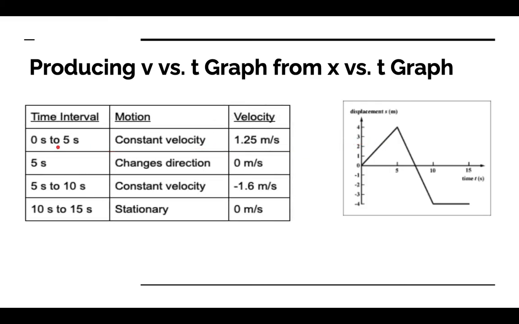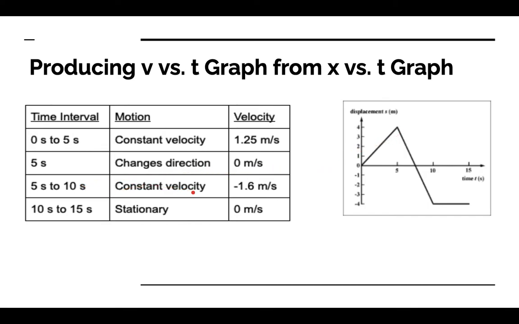So for example, from 0 to 5 seconds, we have a constant velocity, and we calculate the slope as 1.25 meters per second. At 5 seconds, our object changes direction as we're going from a positive velocity, aka our slope is positive, to a negative velocity. Our slope is negative for our position versus time graph.